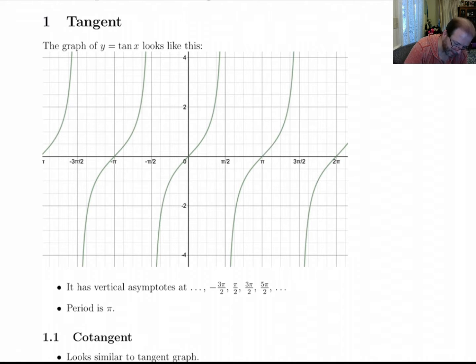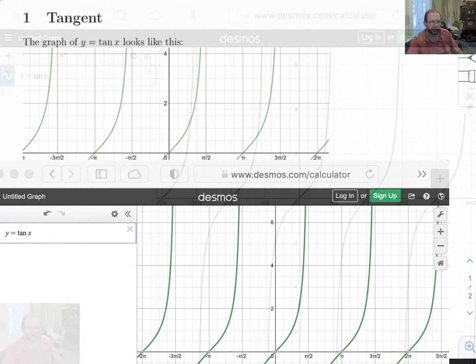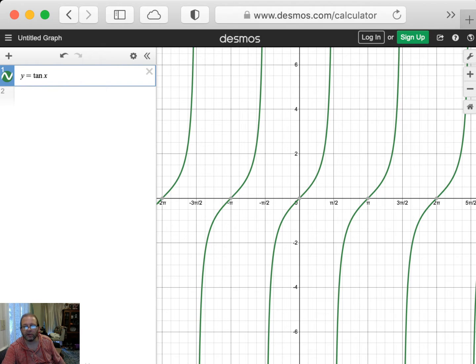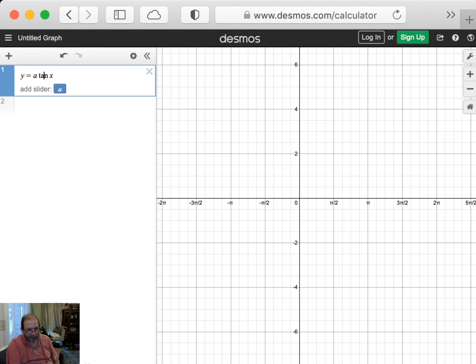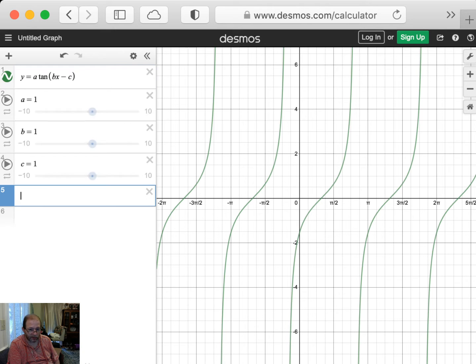Now, we can go through and do all of the stuff that we did before with the sines and cosines. We can do that with the tangents. I don't want to spend much time. I want to play with Desmos a little bit, but I'm not going to ask you to do any problems like this. So if I put in a tan of b times x minus c, we can do all the same stuff we did before.